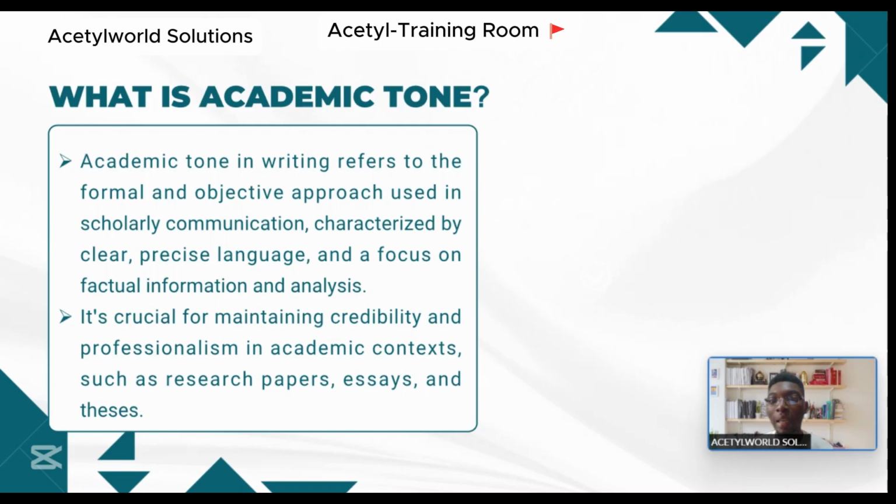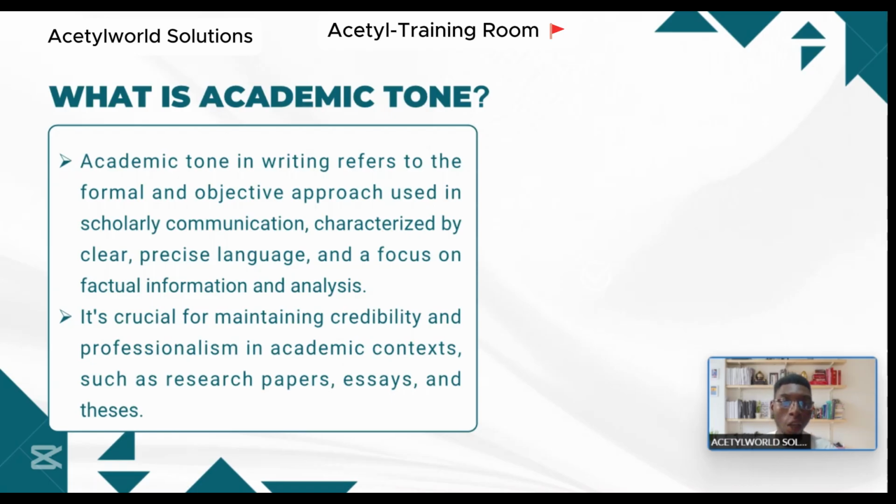What is an academic tone? Academic tone in academic writing refers to the formal and objective approach used in scholarly communication, characterized by clear and precise language and a focus on factual information and analysis. It is crucial to maintain credibility and professionalism in academic contexts such as research papers, essays, and theses.